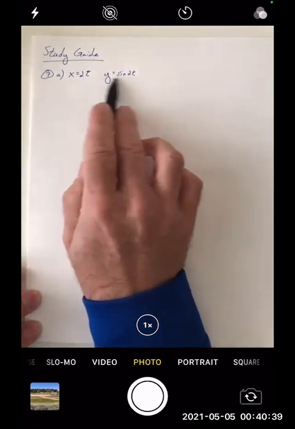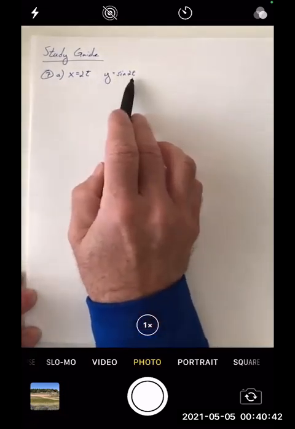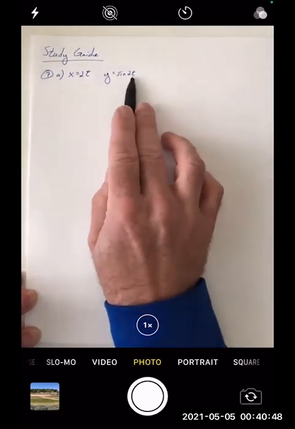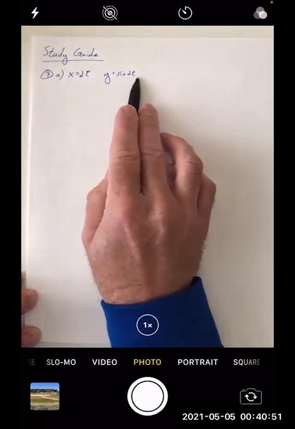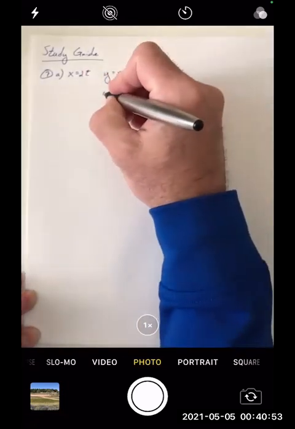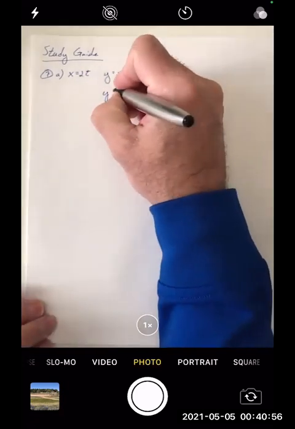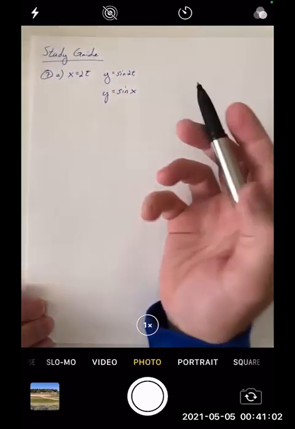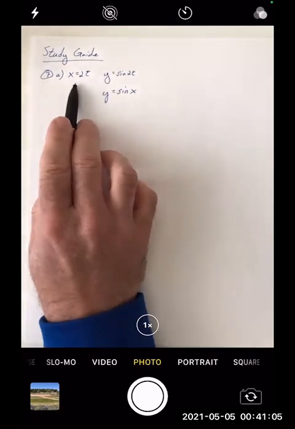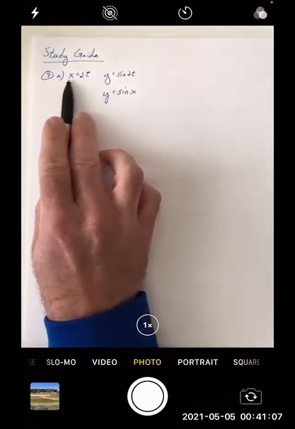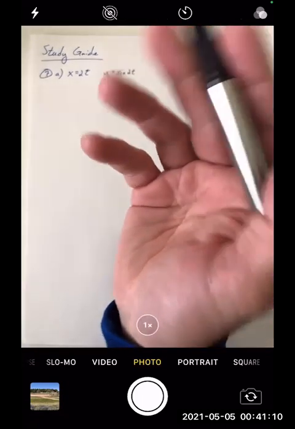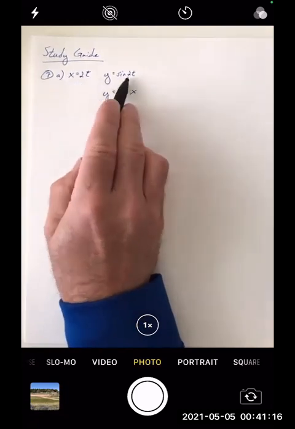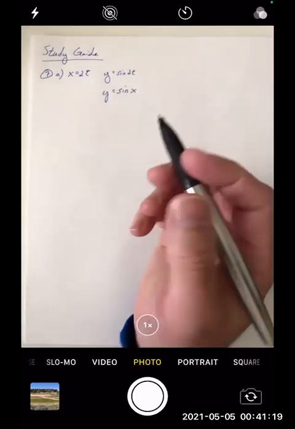So this one is not going to be too bad, because you know that x is equal to 2t, so we can go ahead and use it over here. You can just replace that 2t with the x. And so there's your rectangular equation, y equals sine of x. A lot of times you will have to solve for t over here, and if you did it with this one too, that's totally fine. You get t equals x over 2, plug it in, and you end up with the exact same thing.